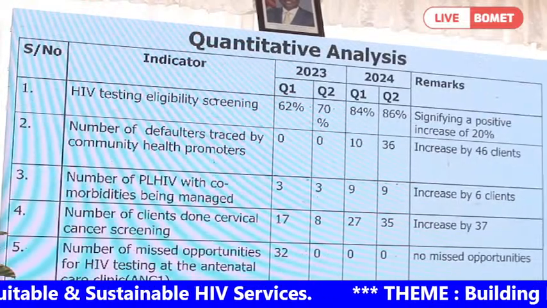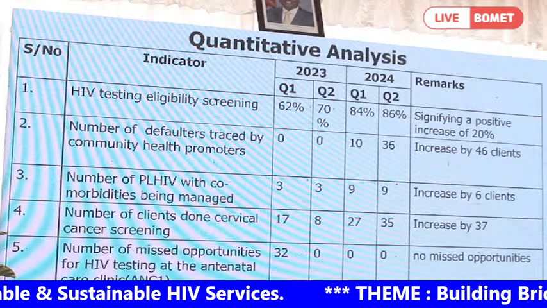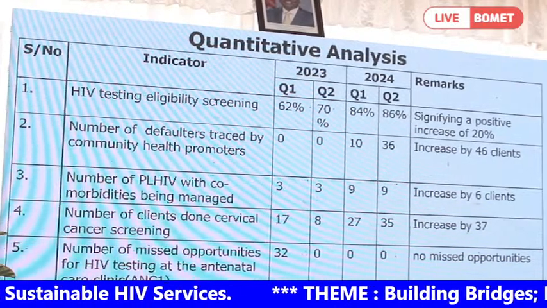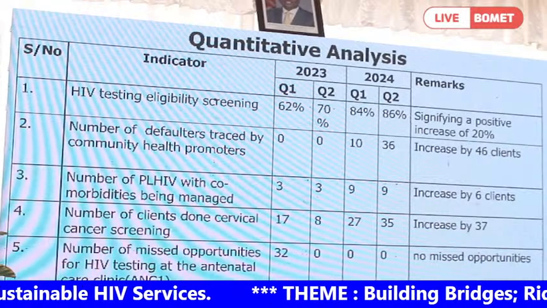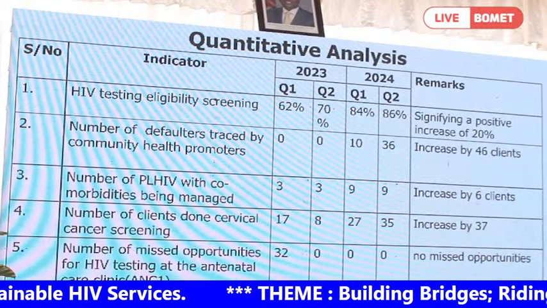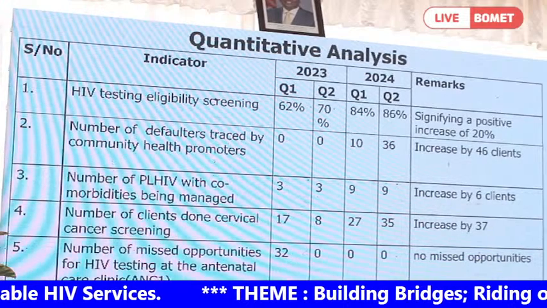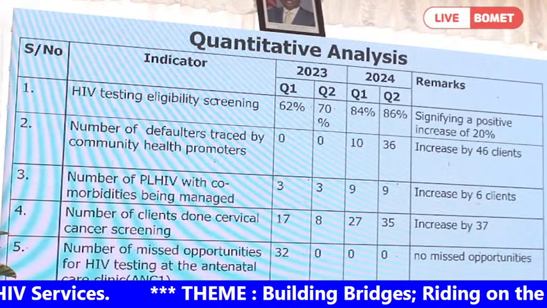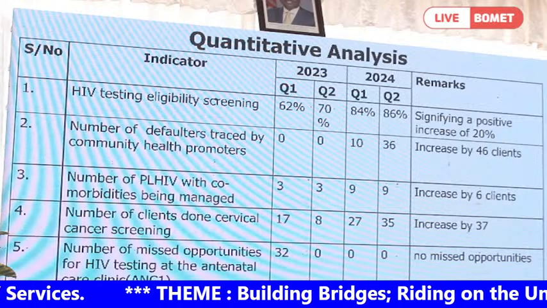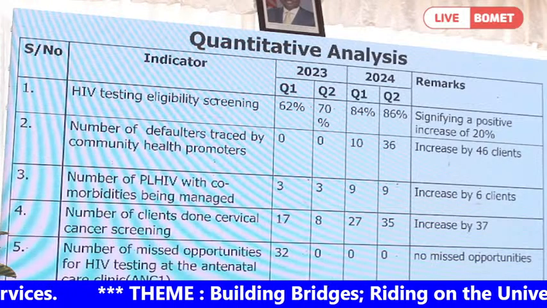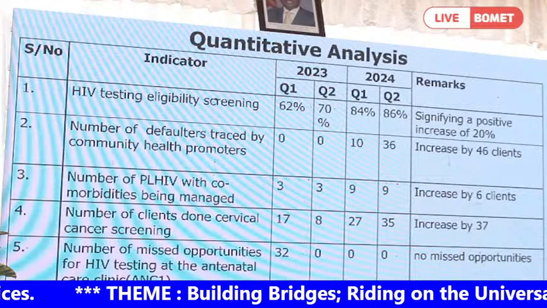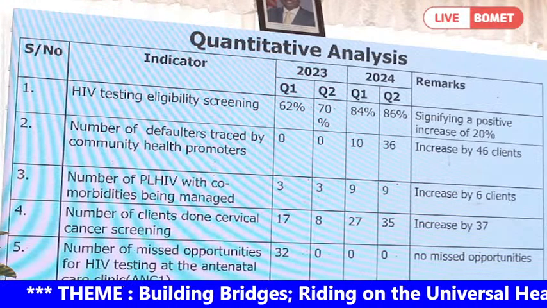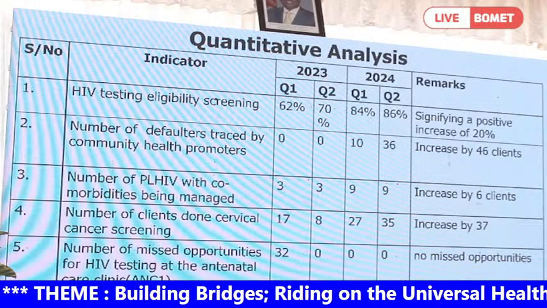So in the quantitative analysis, we'll see a few indicators that we looked at in integration of HIV services. So the first was HIV testing eligibility screening. This we were comparing the two. So in the average for quarter 1 and quarter 2 in 2023 and average of quarter 1 and quarter 2 in 2024, there was a significant positive increase of 20%.